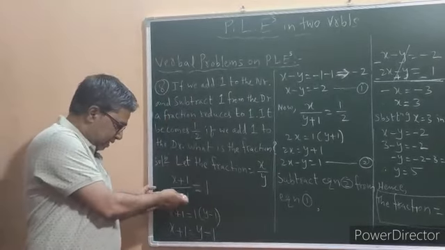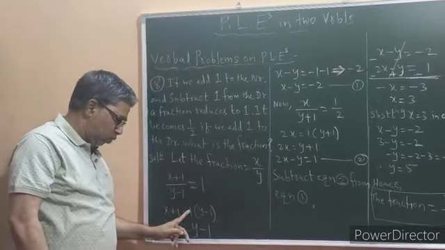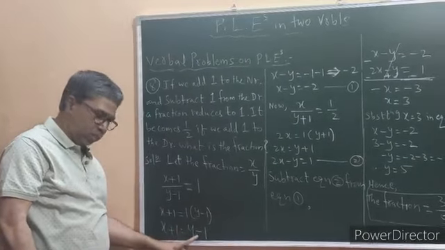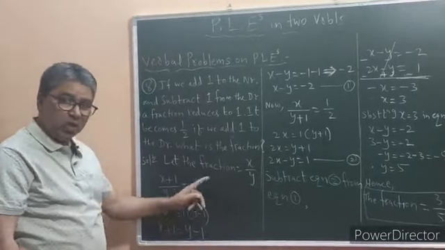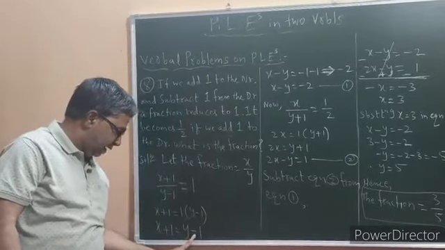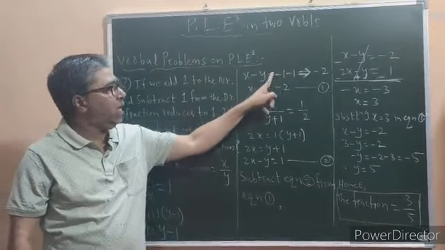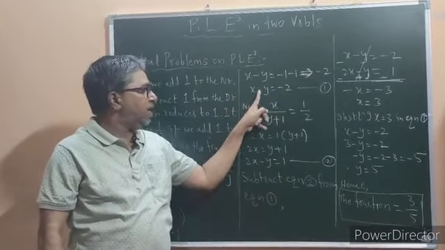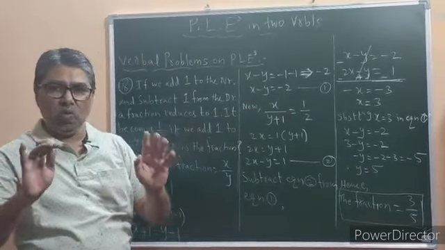Now simplify this. Take y minus 1 towards right hand side. X plus 1 is equal to 1 into y minus 1. So x plus 1 is equal to y minus 1. Bring y towards left side and take 1 towards right side. So x minus y is equal to minus 1, then plus 1 shifted to RHS, it will become minus 1. Minus 1 minus 1 is nothing but minus 2. So x minus y is equal to minus 2 is our equation number 1.